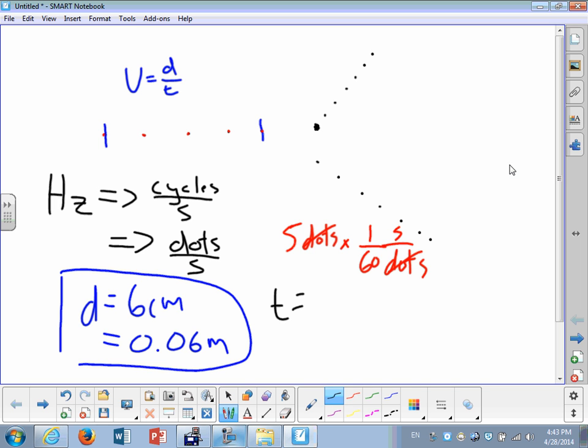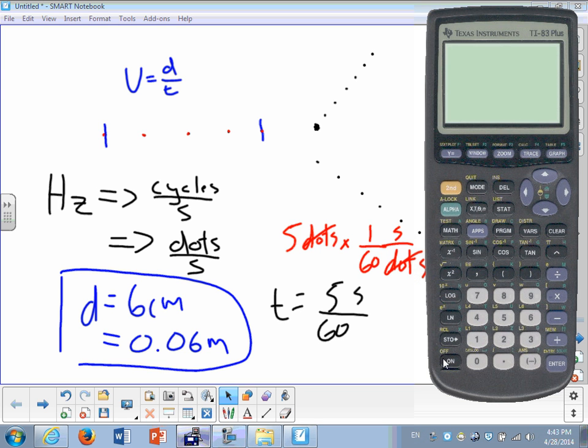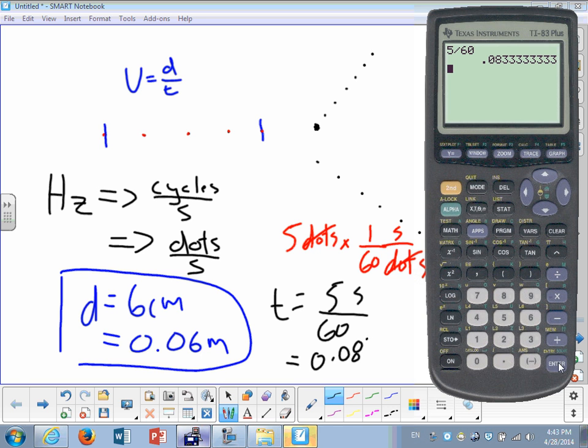That time is going to be 5 seconds over 60. But let's not just leave it like that. Let's plug it into our calculator. Make sure we get a set number here. So I got 5 seconds divided by 60. My time is 0.0833333333333. Great, got a time. And that's of course in seconds.